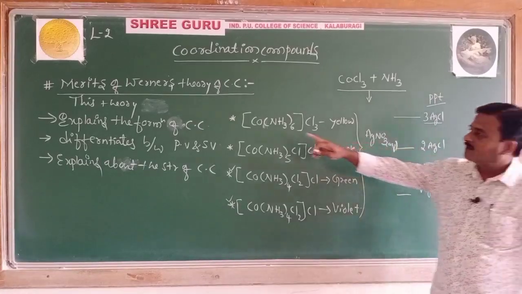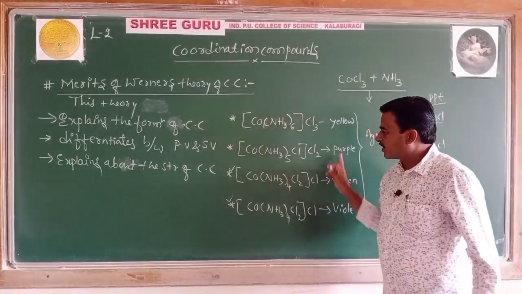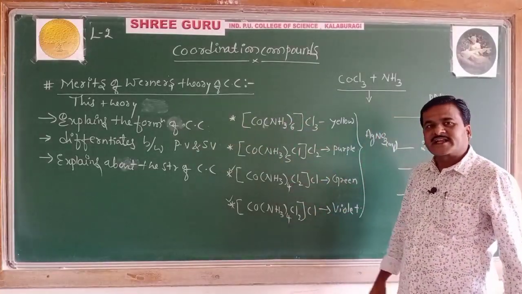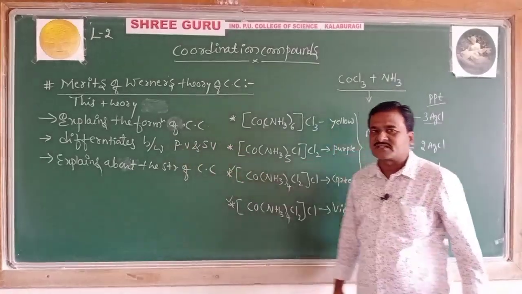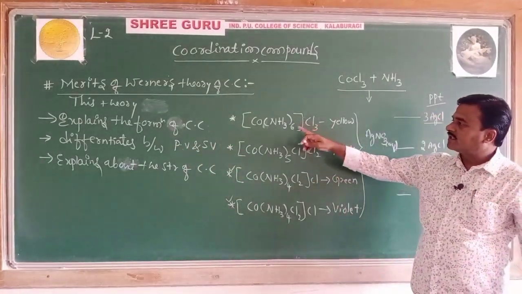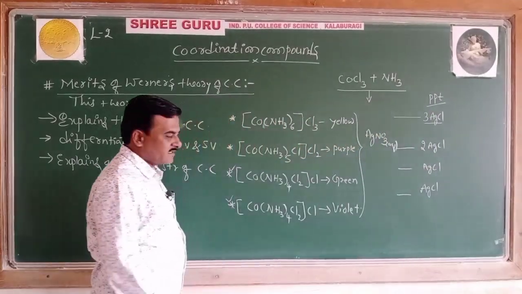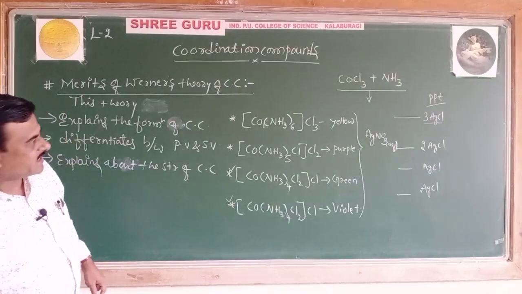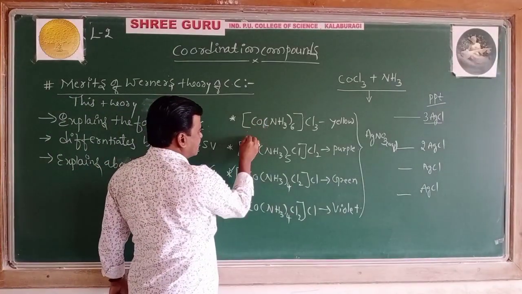So this is how Werner successfully explained the formation of the complexes. Second, he differentiated between the primary valency and the secondary valency. See here, all these are secondary. What about primary and secondary valencies? I can write them down.